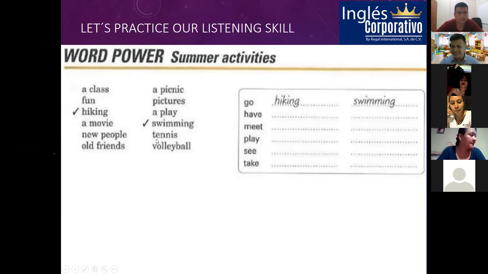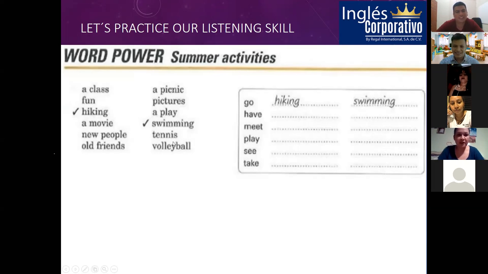And then we have tennis. Play tennis. But the game, right? Pero el juego, no los zapatos. Okay, that's good. Old friends. Viejos amigos. Volleyball. Volleyball. Students, these are the activities that we do in the summer, and according to the listening, we have to answer all of this.